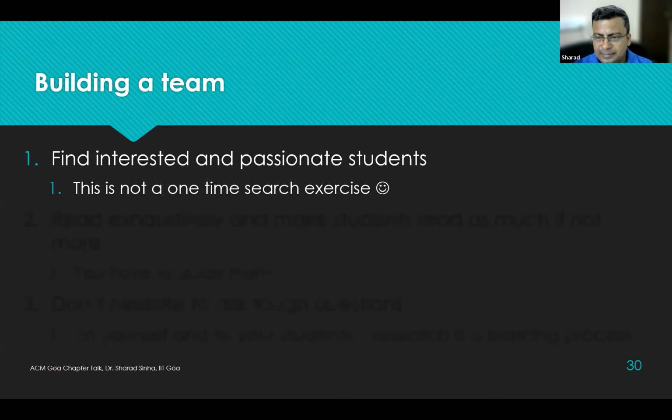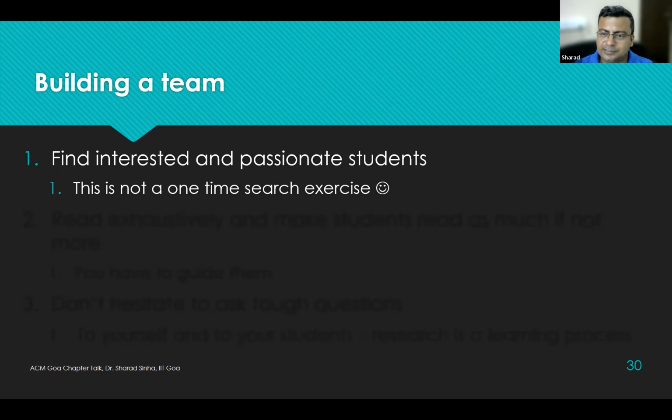Okay, and this does not mean that your interest and your passion should always align with the interest and passion of students. That alignment may not always be there. The perfect alignment may not be there. We only have to look at whether there is an overlap or not, whether you can get interested in their ideas or they can get interested in your ideas, and how much overlap there is. That's the main thing. And this is not a one-time search exercise.